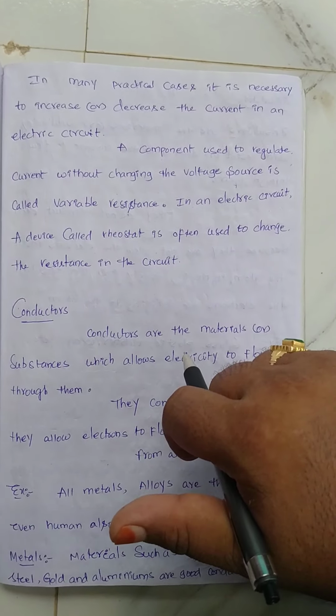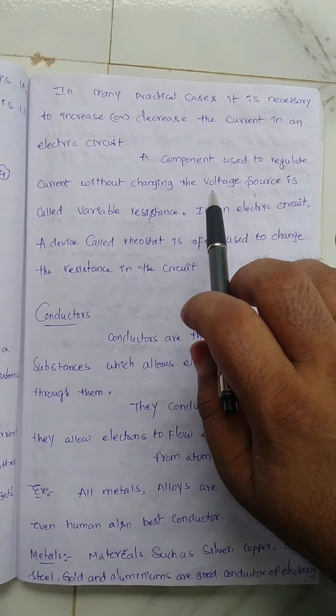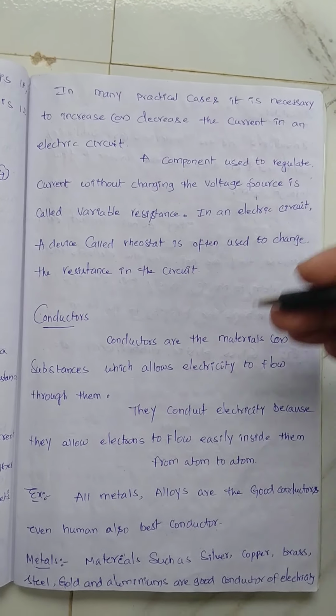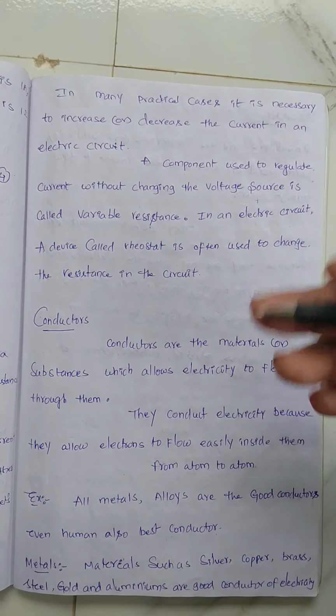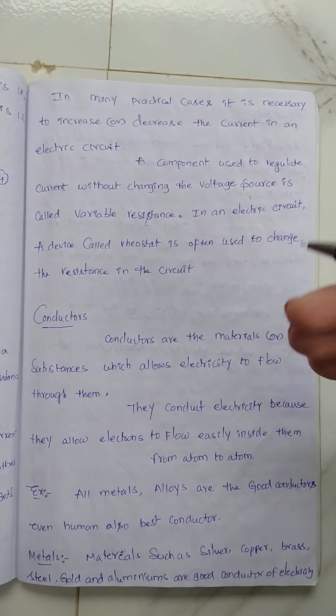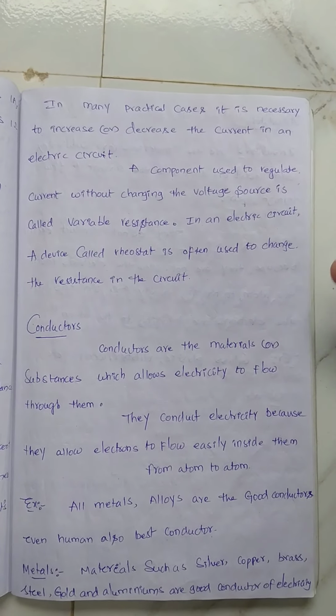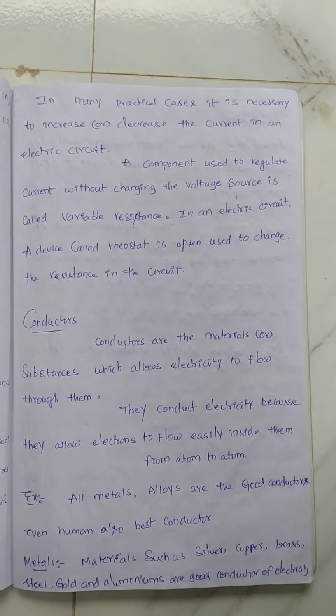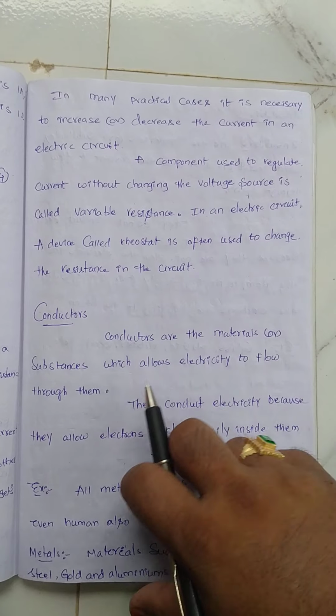Again I am telling, a component used to regulate current without changing the voltage source is called variable resistance. The resistance will be variable, the current will change, maybe increase or maybe decrease depending upon the resistance, but the voltage remains constant. That is the specialty of a rheostat or variable resistance, and we will see that variable resistance in our lab, right? Yes. And now I am going to discuss conductors.